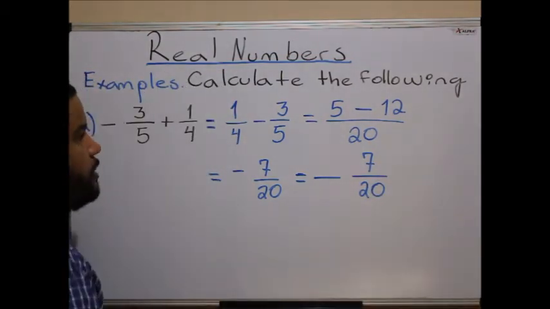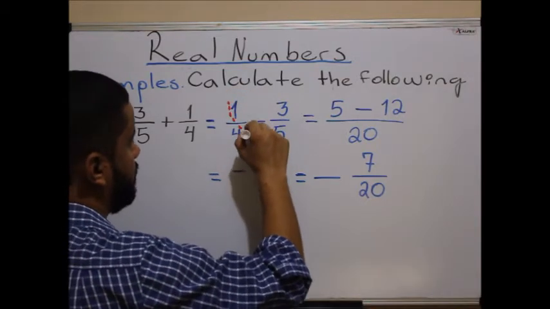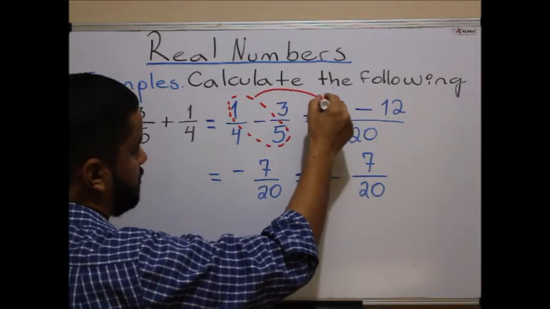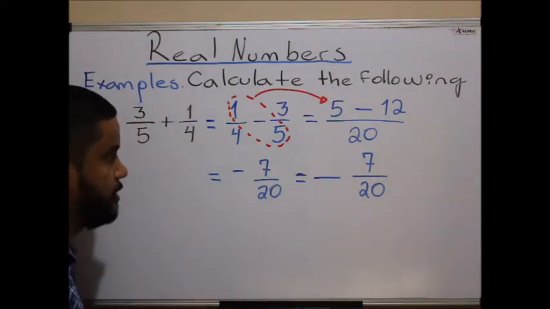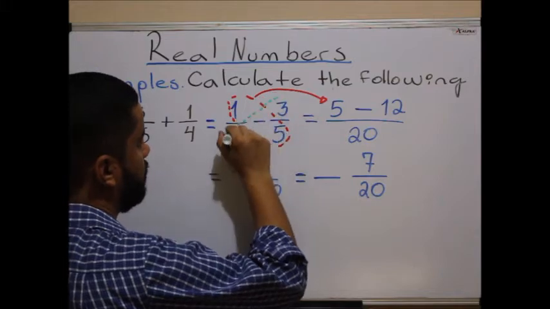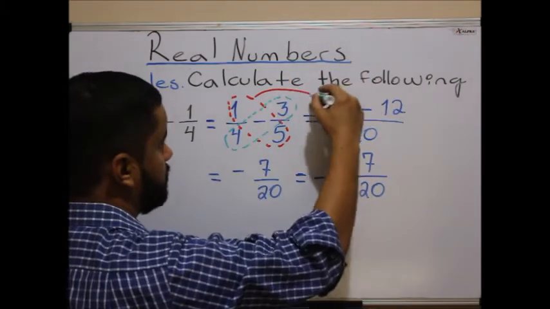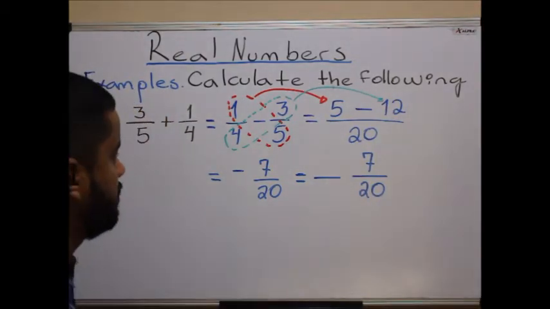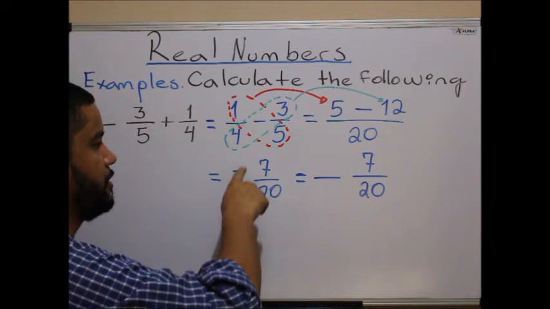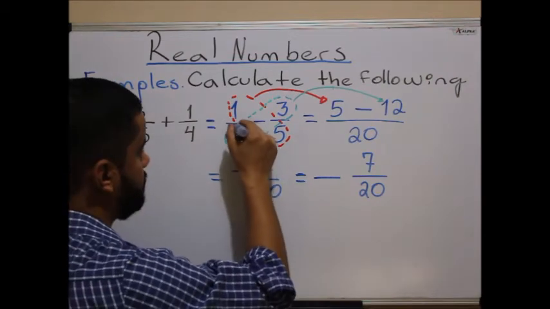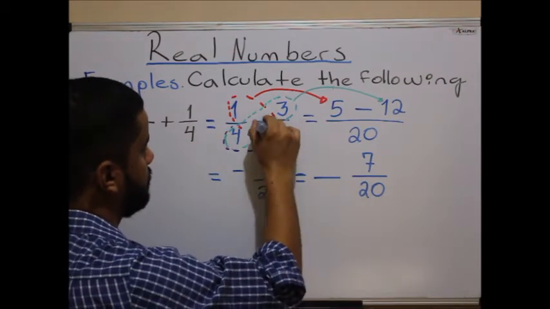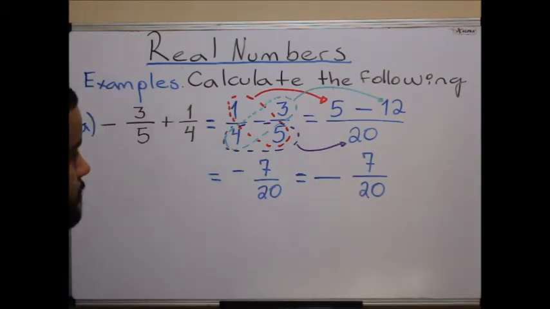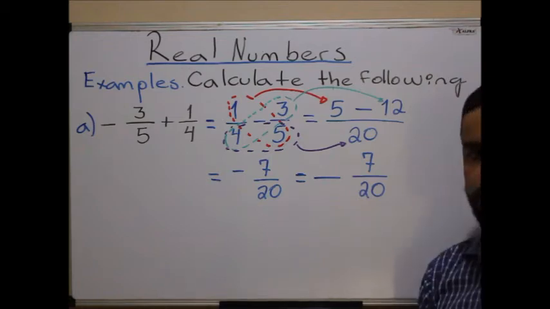So remember that we multiply 1 times 5 to get that 5. Then we multiply 3 times 4 to get that 12. And finally we multiply 4 times 5 to get 20. So that is our solution there.